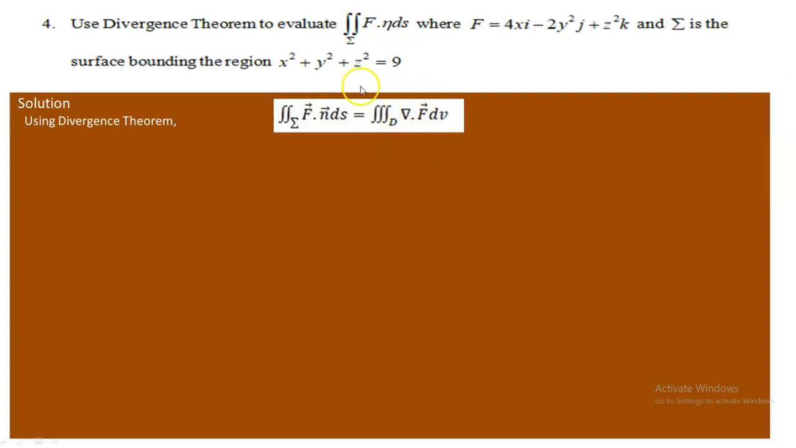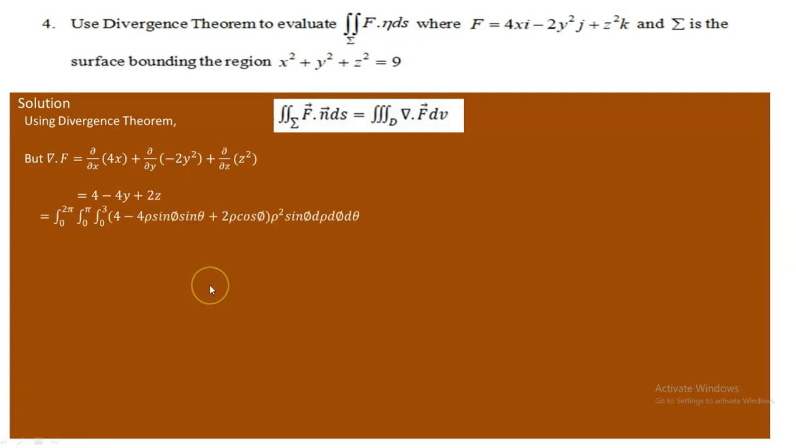So we're now going to answer this one based on the triple integral. Okay, so we need to find the dot product between these two. So the dot product between these two is obtained by the partial derivative with respect to x of the i component for x, partial derivative with respect to y of the y component, minus 2y squared, and partial derivative with respect to z of the z component, z squared. So the partial derivative of this is 4, and this one is minus 4y, and this is 2z. So this is already determined.